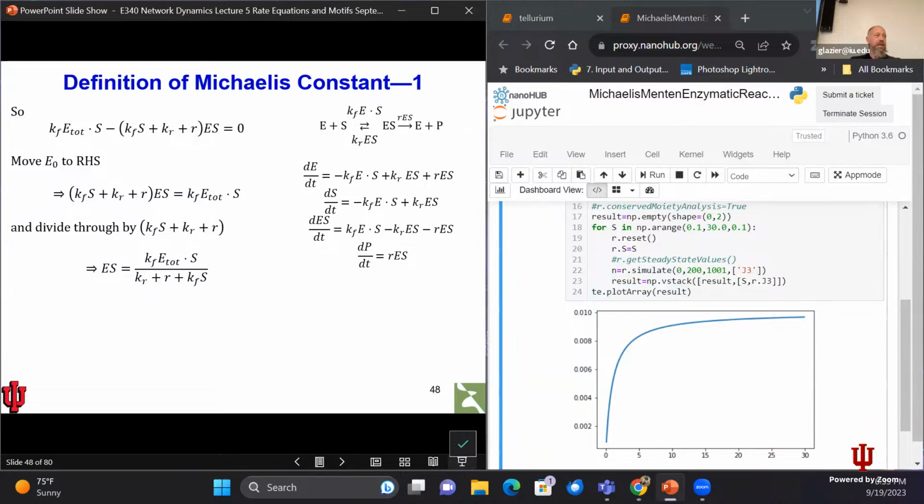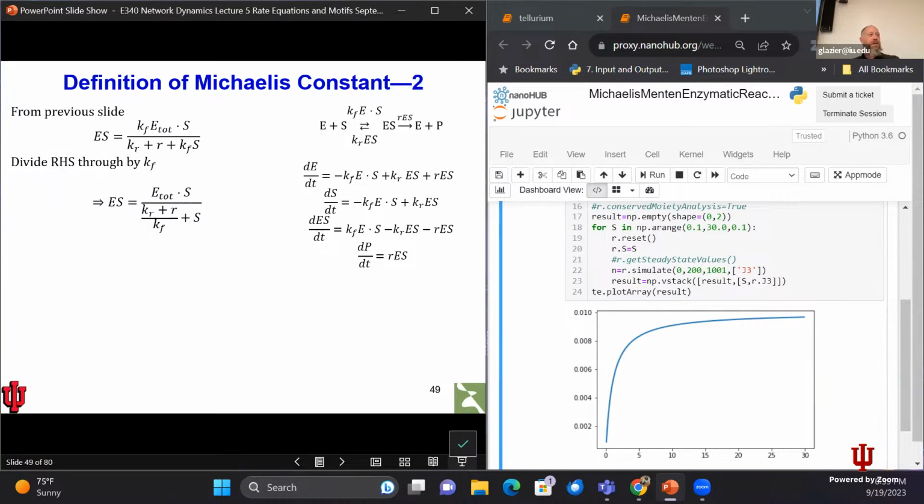And that looks like a bit of a mess, but Kf times E total is just some constant. Kr plus R is just some constant. And I can do a little bit of redistribution here. I could move the Kf into the denominator. And so I get E total times S over (Kr plus R over Kf) plus S. And now I'm going to define a new constant, which is called the Michaelis constant, which is Kr plus R over Kf.